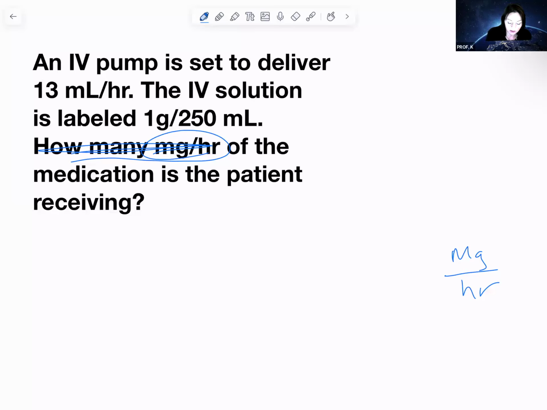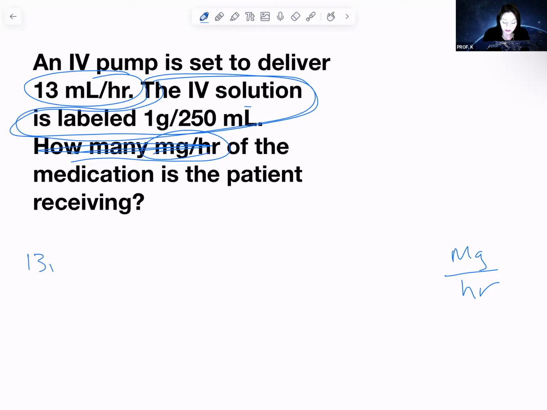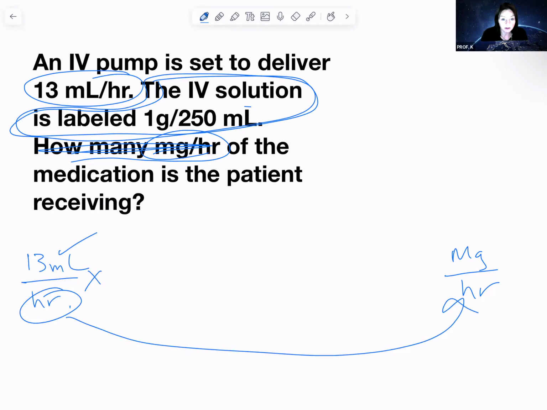Well, it's telling you to deliver 13 milliliters an hour, volume over time. The order is, this is telling you what's available. What is available, that's what it's labeled. So 13 milliliters an hour is your starting point. So I have hour, and I need to get rid of milliliter and get to milligram. All I have left that I haven't used is 1 gram and 250 milliliters. So you know you need a conversion, because the question that you're solving for is milligrams. So 1 gram is 1,000 milligrams.